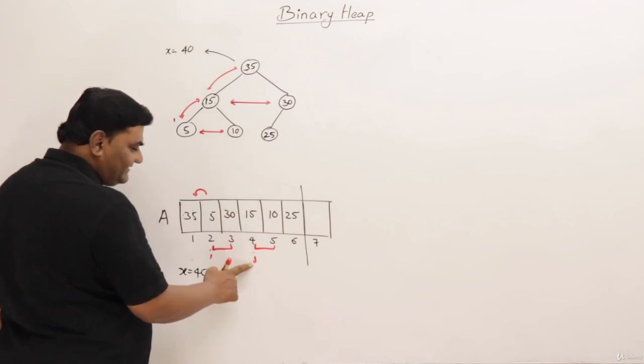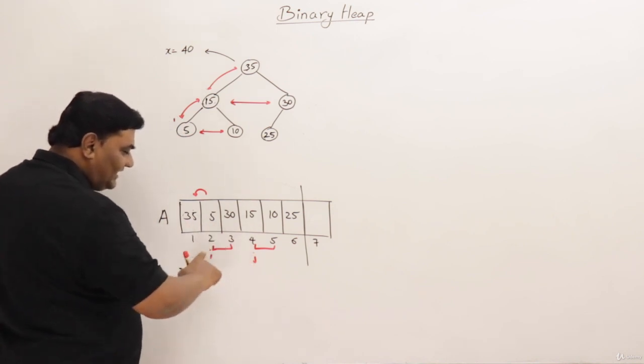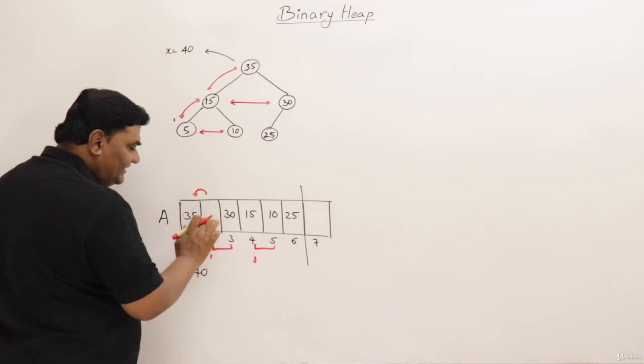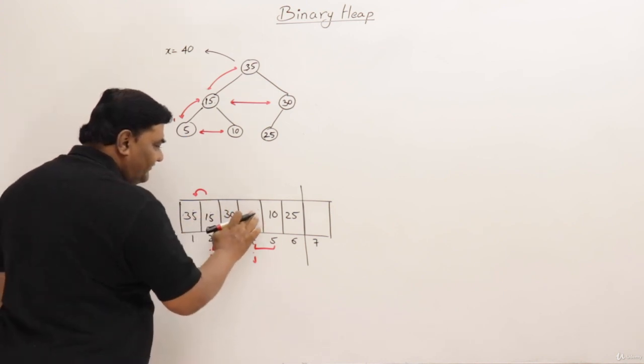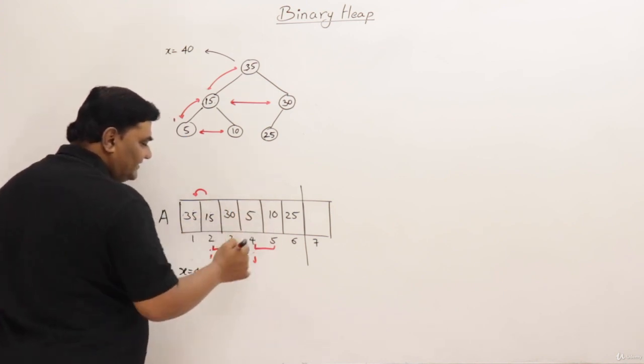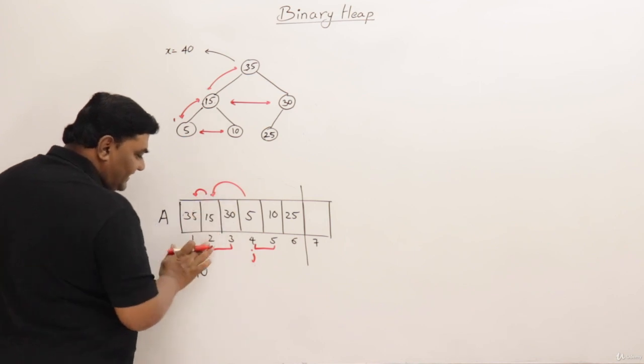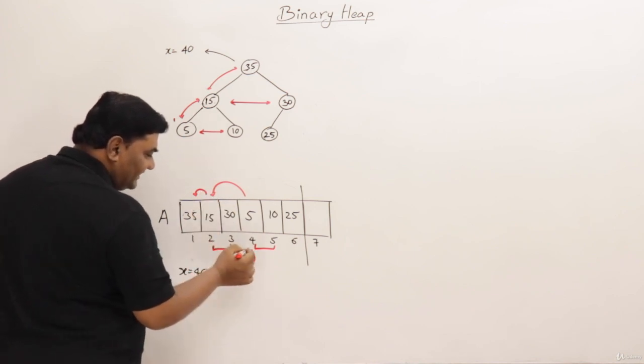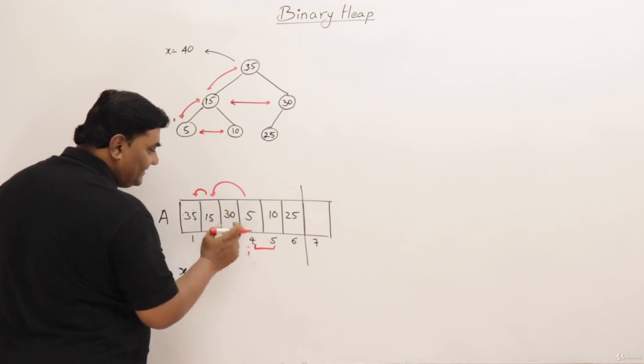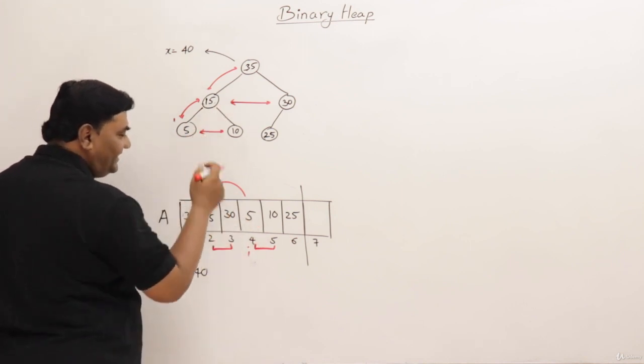So let J be at that same place. So interchange the value at I and J. So 15 comes here and 5 is copied here. So these are interchanged. Then take I to the place of J. This is the new location of the element that we are adjusting. We have adjusted 5, right?